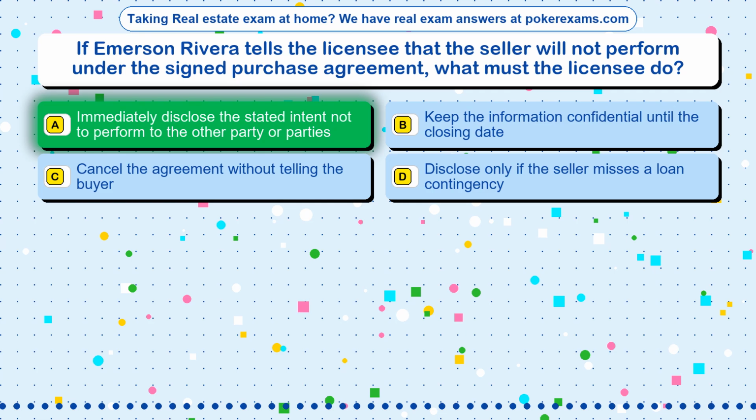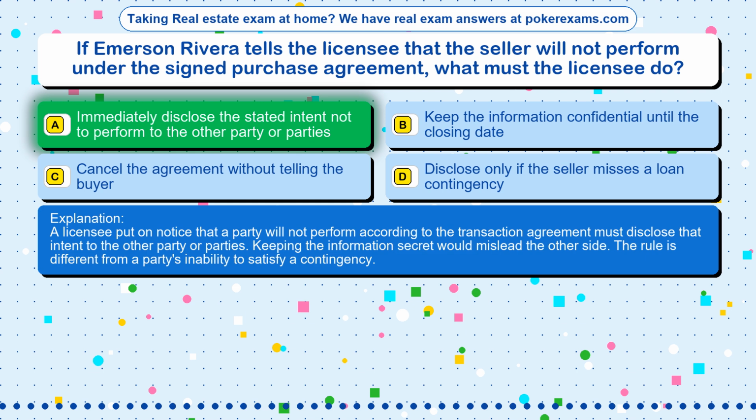The correct answer is option A, immediately disclose the stated intent not to perform to the other party or parties. A licensee put on notice that a party will not perform according to the transaction agreement must disclose that intent to the other party or parties. Keeping the information secret would mislead the other side. The rule is different from a party's inability to satisfy a contingency.